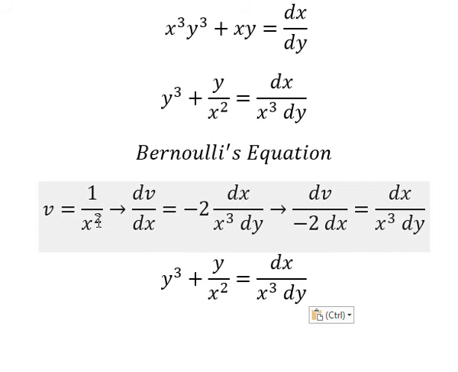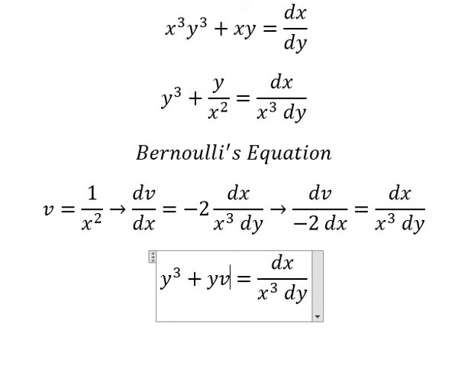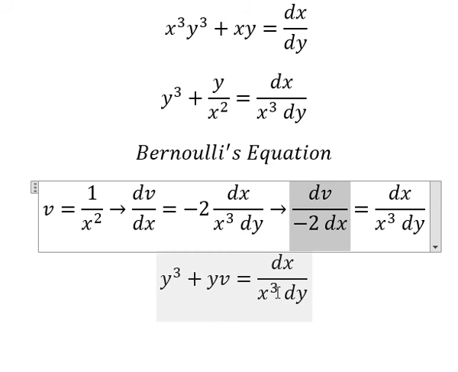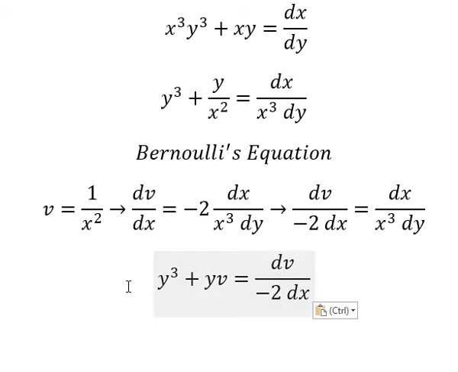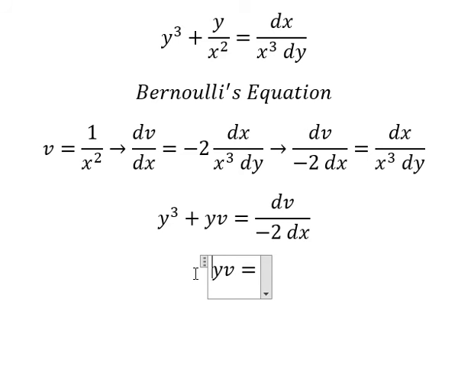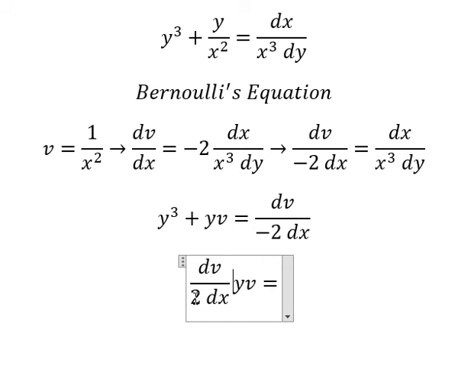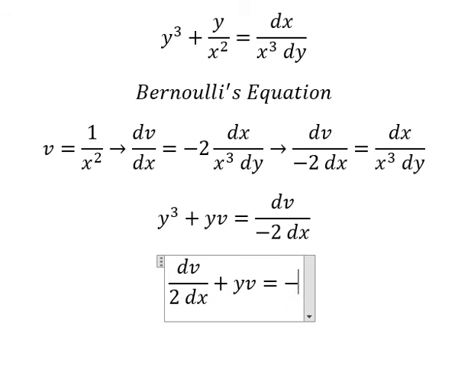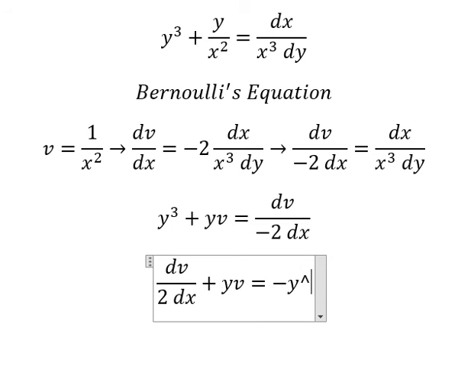So 1 over s squared we change by v. This one we change by this one. So I need to put this one on the left and y to the power of 3 we put on the right. So we have the positive number. This one should be negative y to the power of 3.